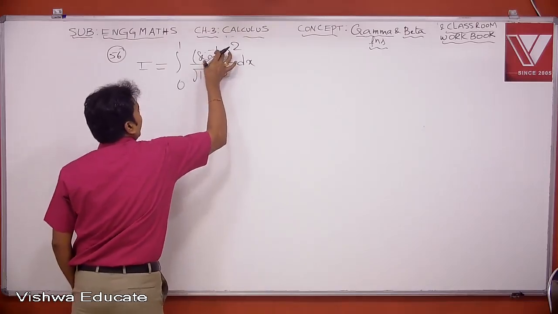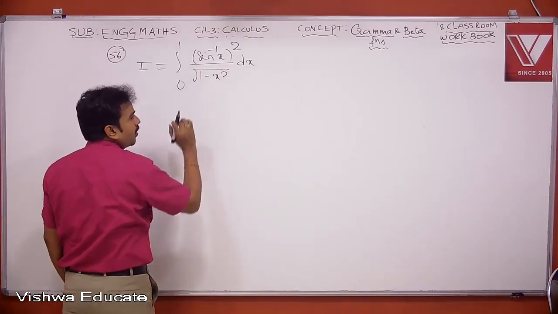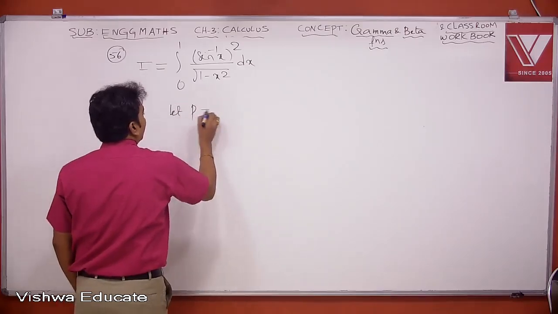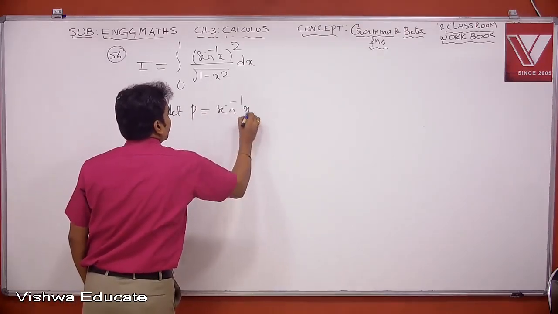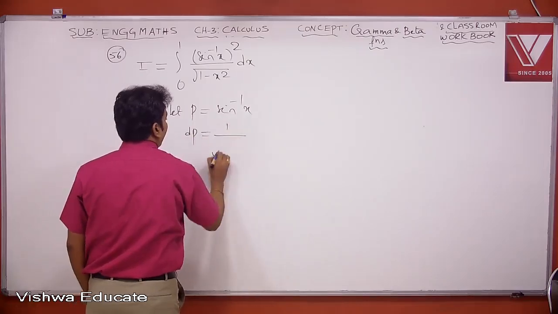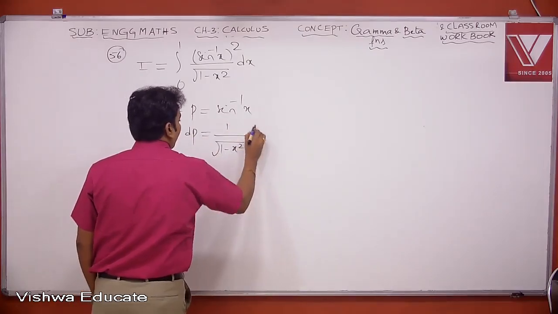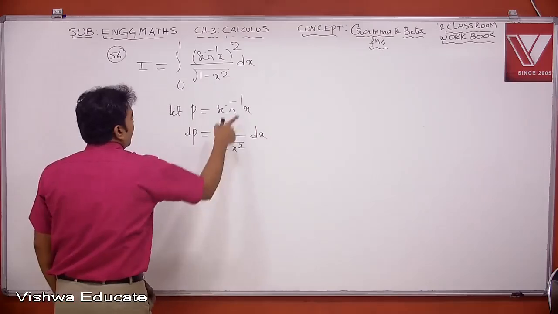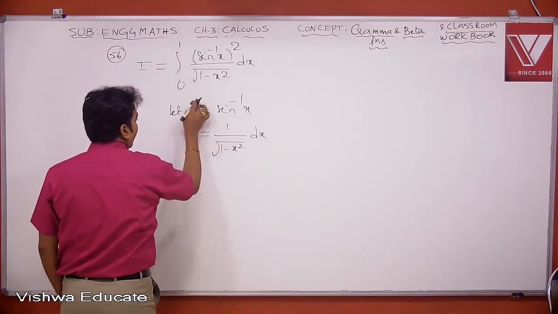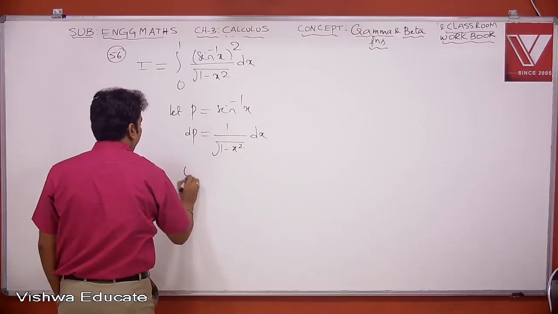Here the derivative of sin inverse x is 1 by square root of 1 minus x square. So let p equal to sin inverse x. So differentiate this. dp equal to 1 by square root of 1 minus x square dx. Now these are limits of x, but x is converted to p. So let us find the lower and upper limits of p.